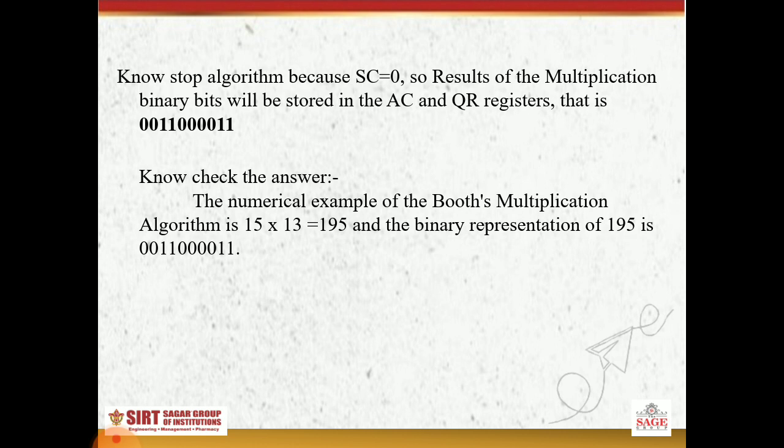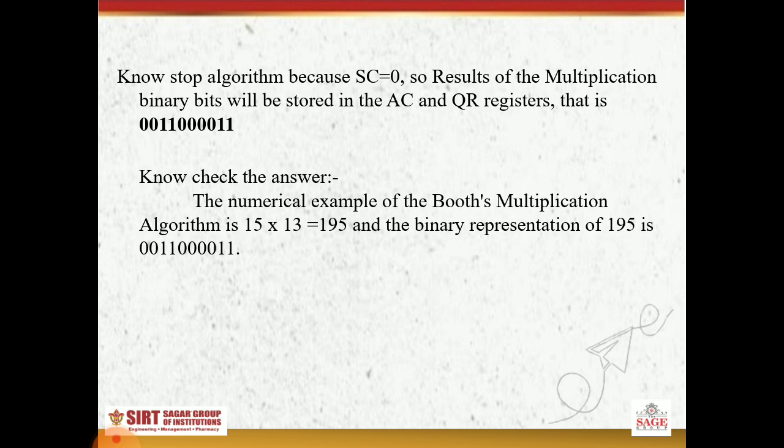So stop the algorithm. Okay, now check the answer. The numerical example of Booth multiplication is 15 into 13, which is equal to 195, and the binary representation of 195 is 0011000011, which is equal to our binary number stored in AC and QR. So the answer is correct.